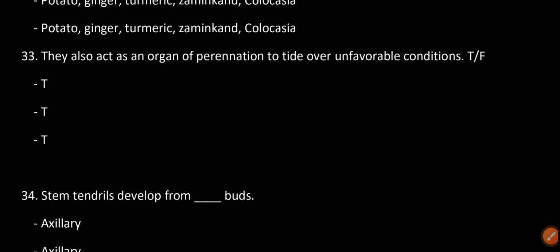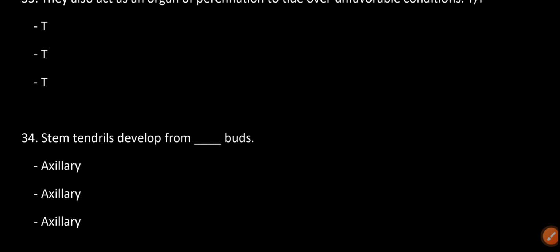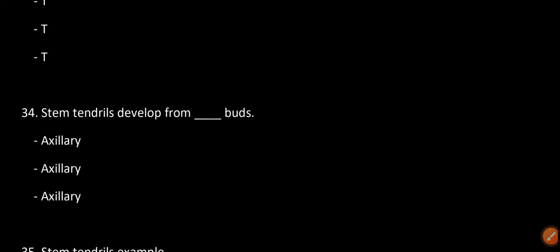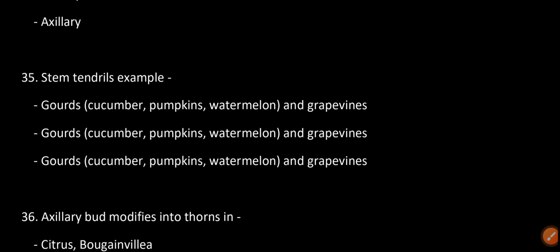True. Stem tendrils develop from axillary buds. Examples of stem tendrils: gourds, cucumber, pumpkins, watermelon, and grapevines.